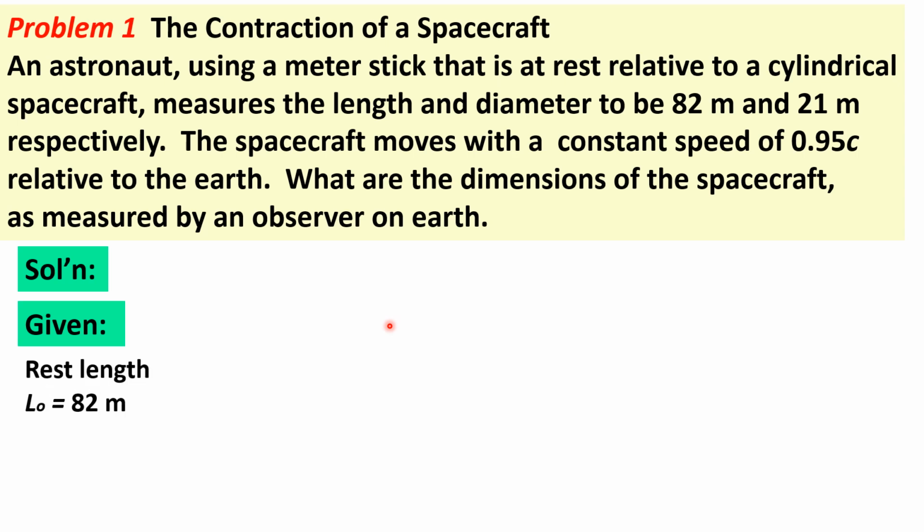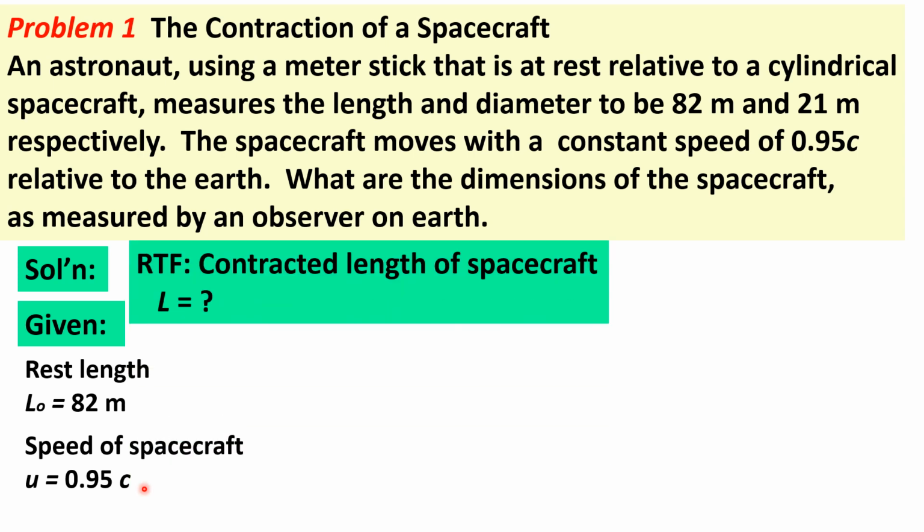So for our solution, we first identify the given. So we have the rest length or the proper length L naught, which is 82 meters. And the speed of spacecraft relative to the Earth, that is u equals 0.95 times the speed of light. All right. What we are looking for is the contracted length of the spacecraft, and that is labeled as L.